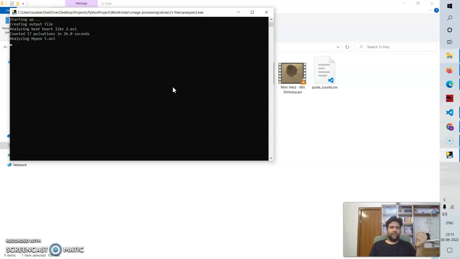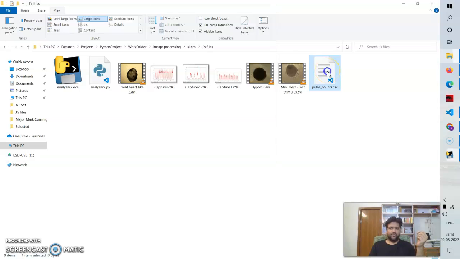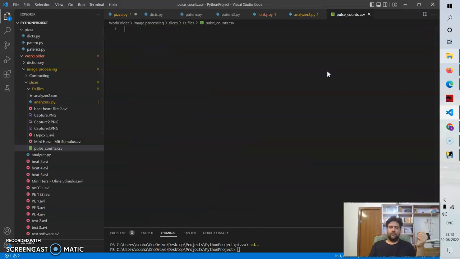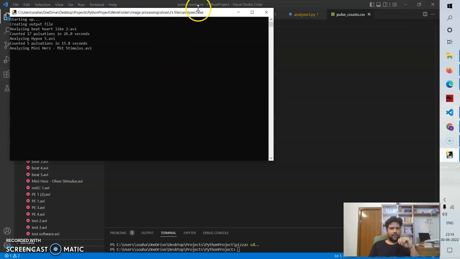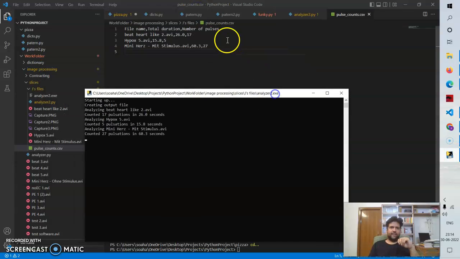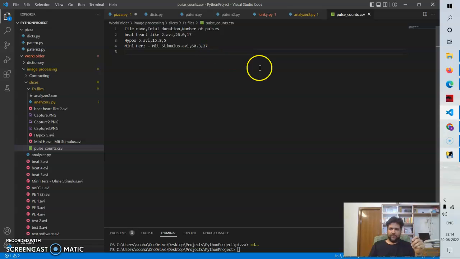And after it's done counting, it will just generate this file that you can see here now that has come up, pulse.csv. It will generate a simple CSV file that has the counts and the beats of each individual video. I guess it's still working. Yes. So now this file has come up.